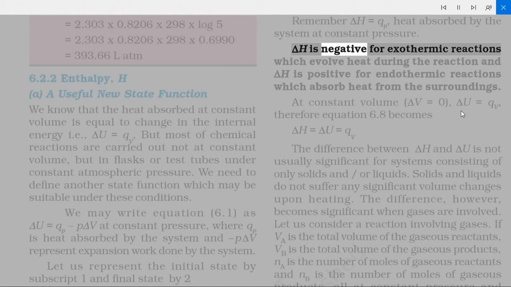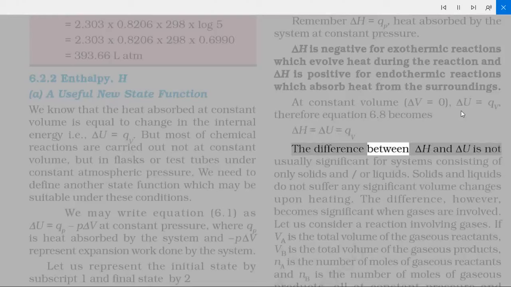ΔH is negative for exothermic reactions, which evolve heat during the reaction, and ΔH is positive for endothermic reactions, which absorb heat from the surroundings. At constant volume, ΔV = 0, ΔU = q_V. Therefore equation 6.8 becomes ΔH = ΔU = q_V.